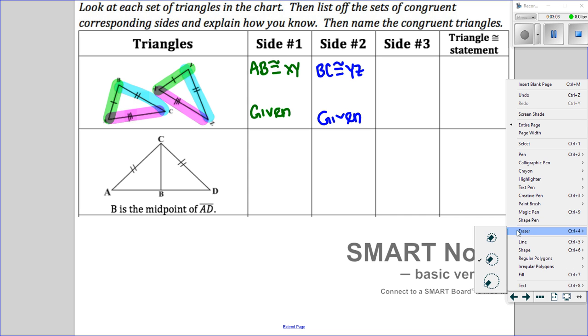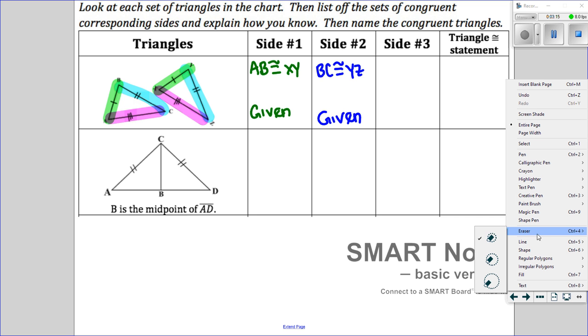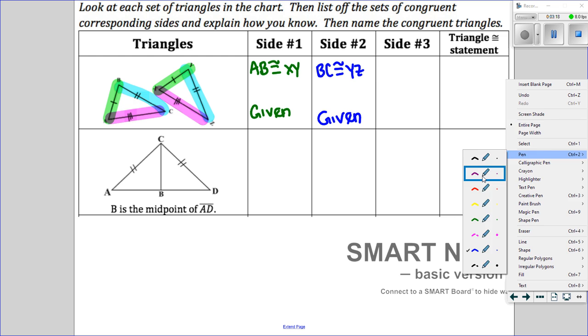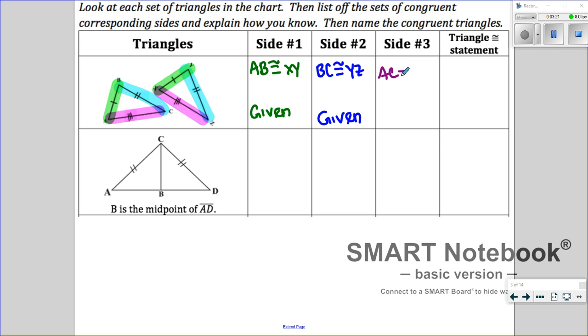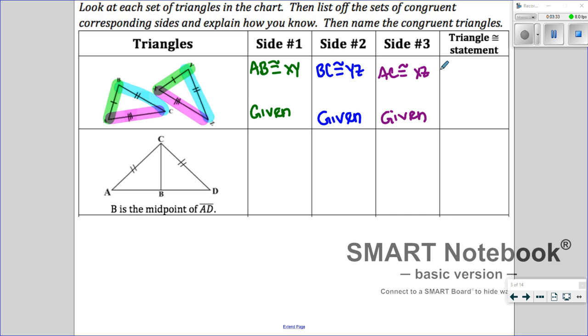Okay, and I'm just going to erase that because that looks like a little hat. Okay, and the next one, which is the magenta, shows AC and XZ, which are also congruent. So put AC is congruent to XZ, and same reason, it's given because of the marking. So now I can write a triangle congruency statement, which will be triangle ABC is congruent to triangle XYZ.